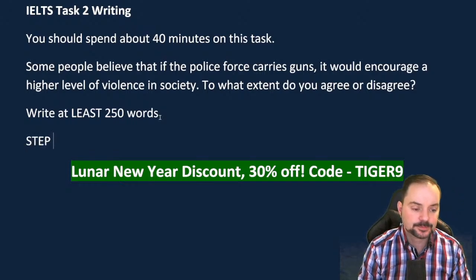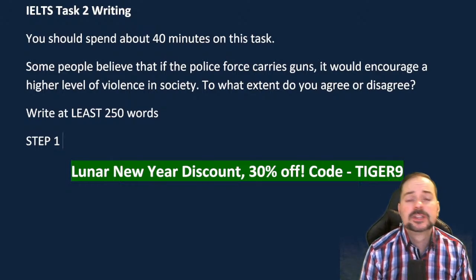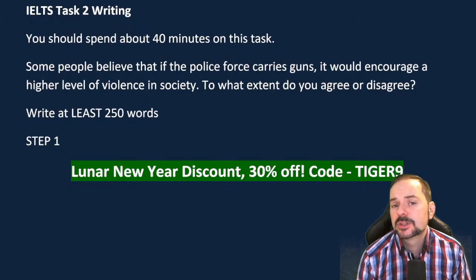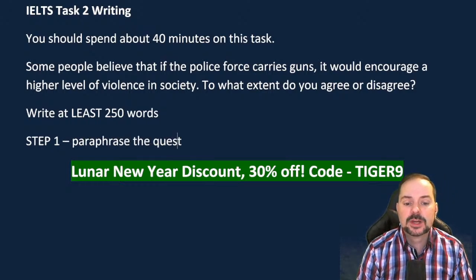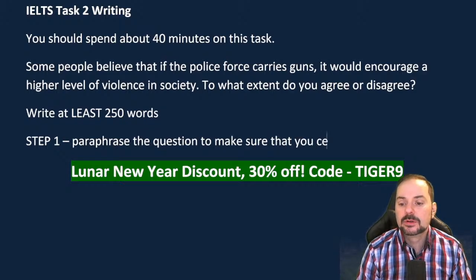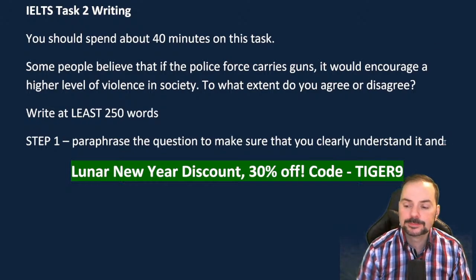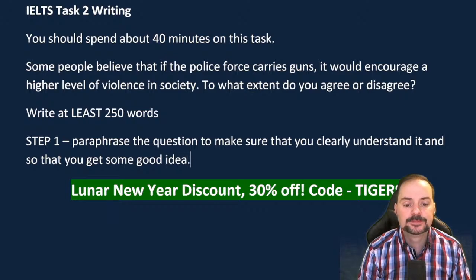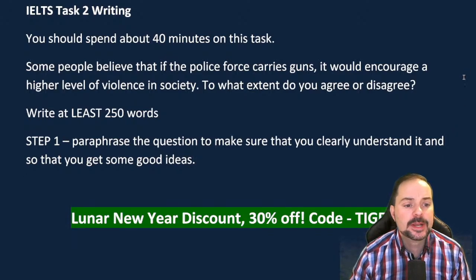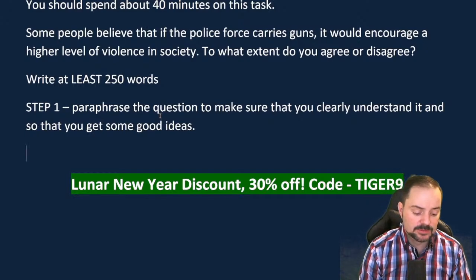So step one, before you can even think about should I agree, disagree, or somewhat agree, just paraphrase the question. Make sure you clearly understand it, okay? So paraphrase the question to make sure that you clearly understand it, so that you get some good ideas. Okay, so I'm going to do that right now. I'm going to paraphrase this in my own words using synonyms, grammar, maybe some descriptive language.